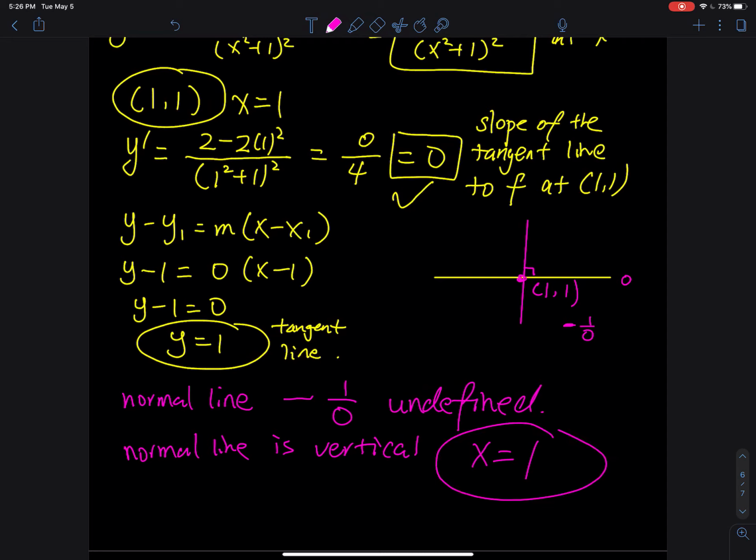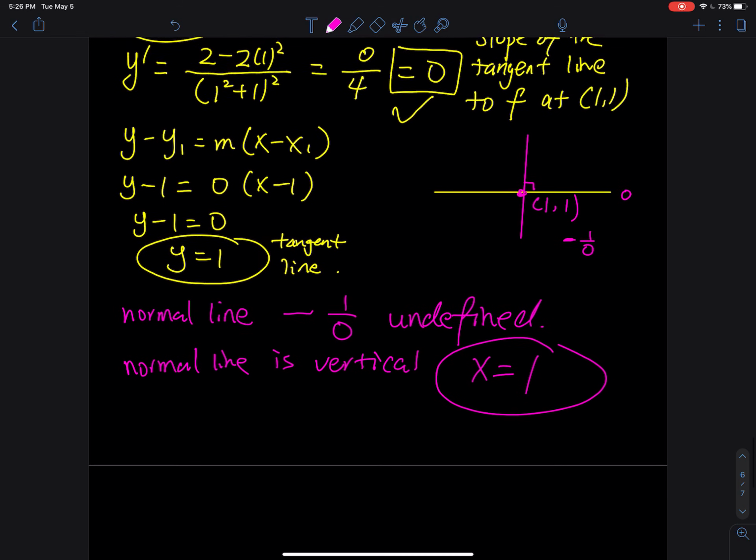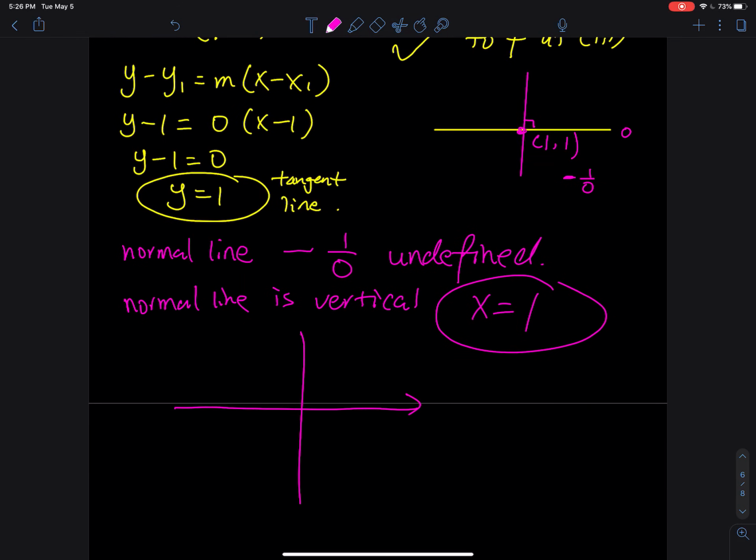So y equals 1, x equals 1. If you have an xy plane, y equals 1 is here, right? And x equals 1 is here. So they are clearly perpendicular. So that will be all for this part. I will see you all in the next lesson.